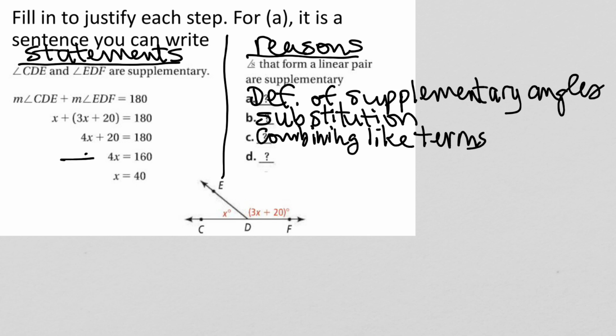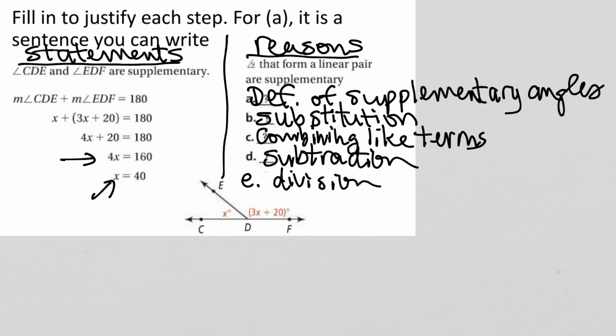Okay, how are they going now to 4x equals 160? Well, they are subtracting 20. So I'm writing subtraction property, subtraction. And then how do they get to x equals 40 from the one above? Division property.